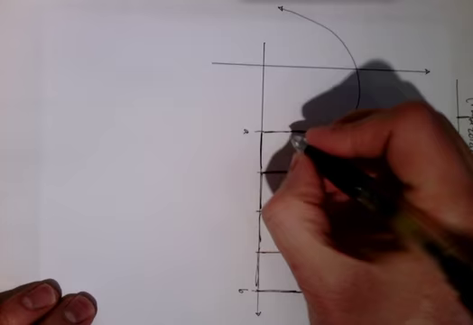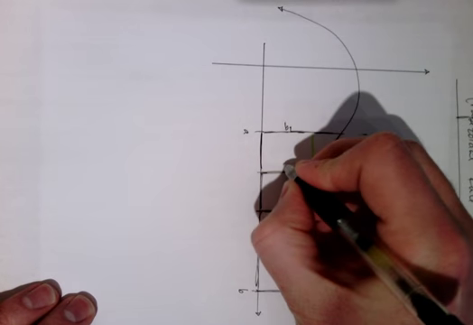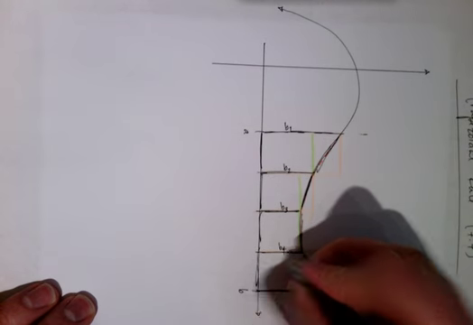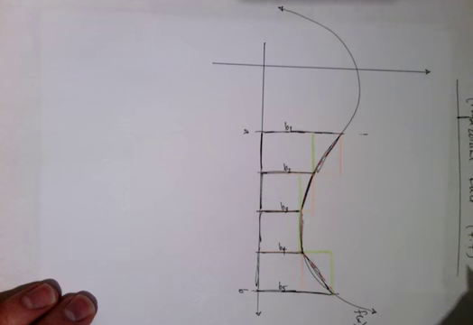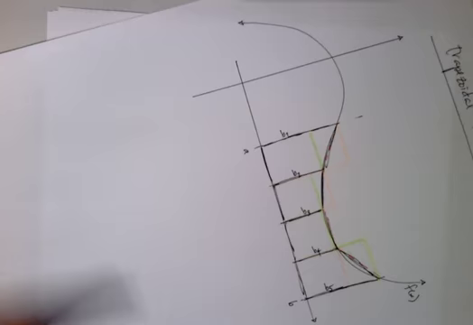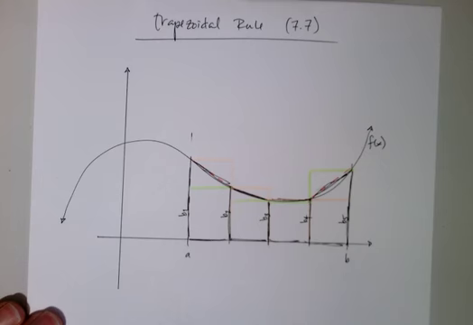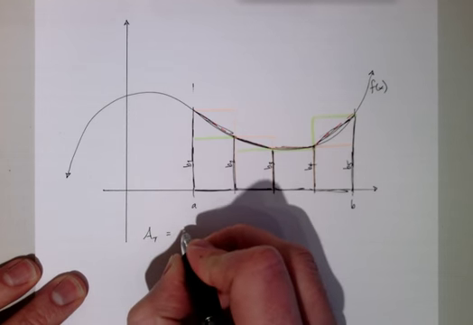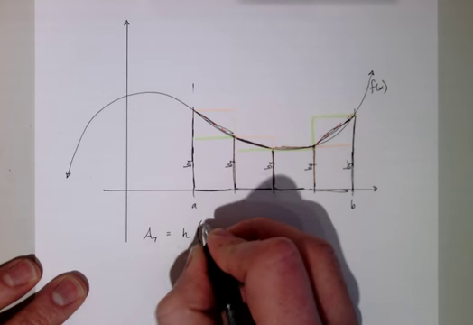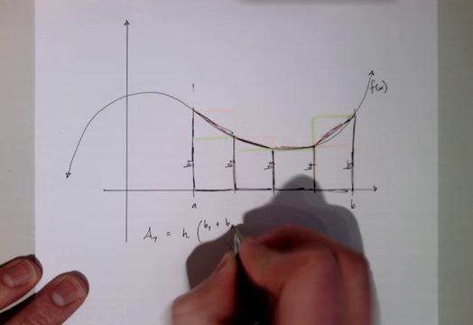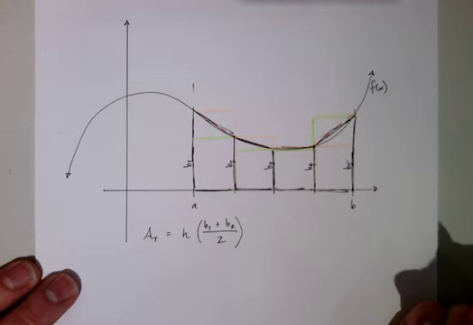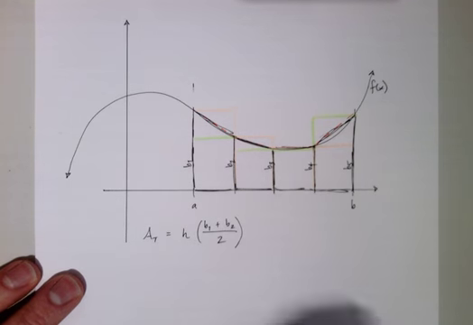We'll call this base 1, base 2, base 3, base 4, and base 5, just for lack of anything better to call them. I know that the area formula for a trapezoid is height times base 1 plus base 2, averaged. That would be the area of that first one.